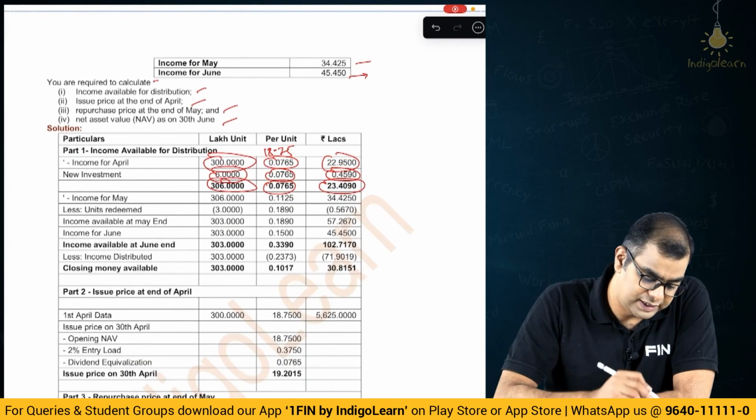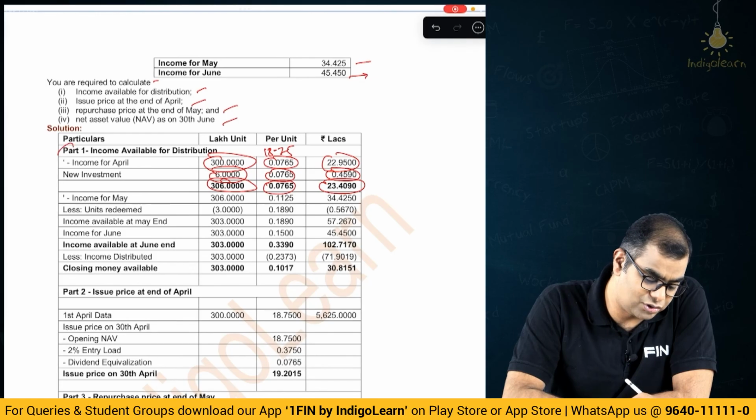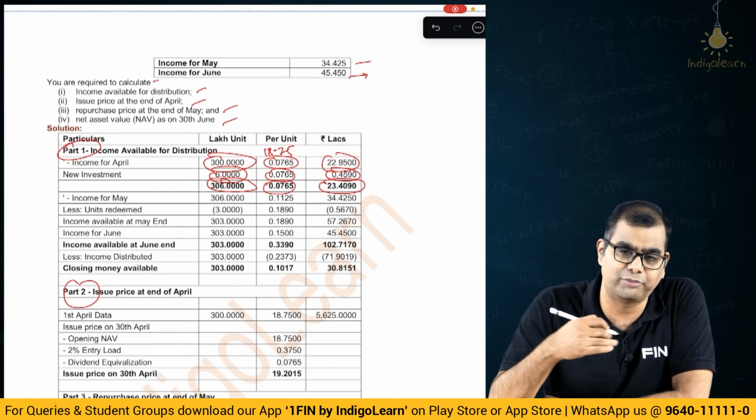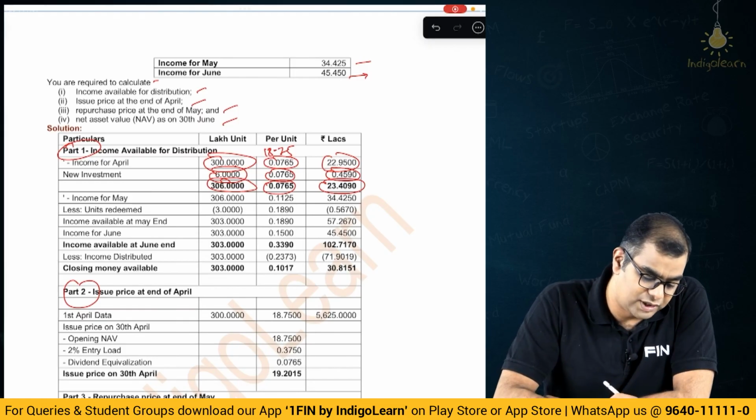23.4090. Now, what happens in the next part? And here please note, we are computing income available for distribution. There is a second part which is issue price and all of that. We will compute this in two different parts. Okay. What is income for May?